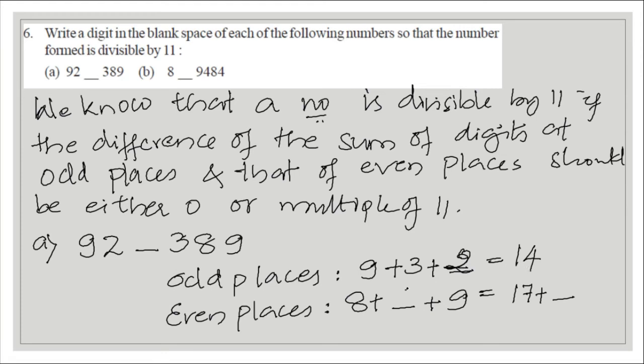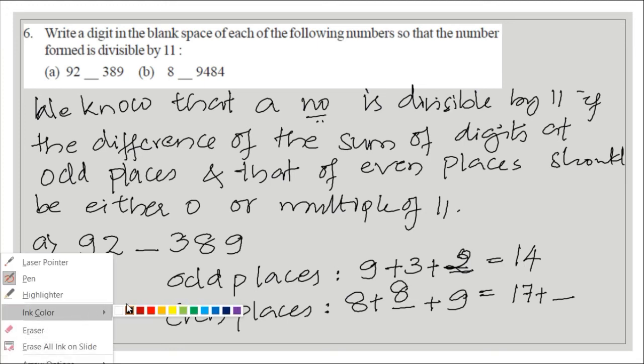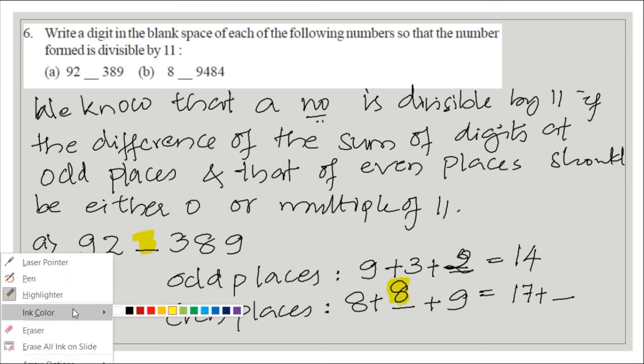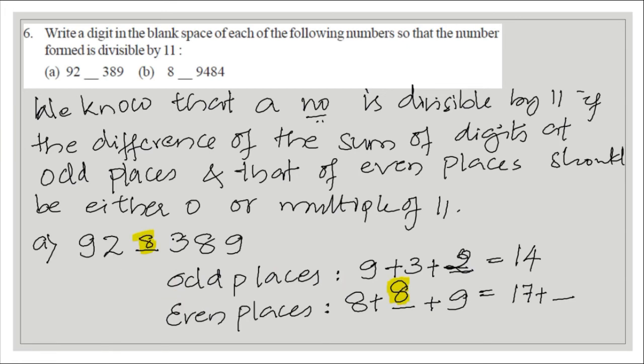Suppose I consider this digit to be 8, I'll highlight that. Then the sum becomes 17 plus 8, 25, and the difference will be 25 minus 14, which is 11. This is the possibility. So this digit has to be 8. Let us look at the next one, B.